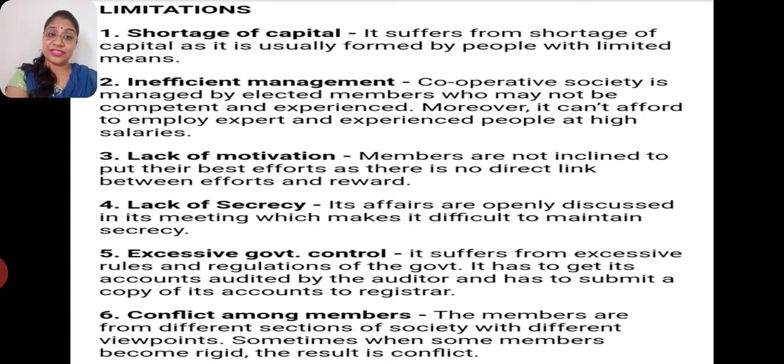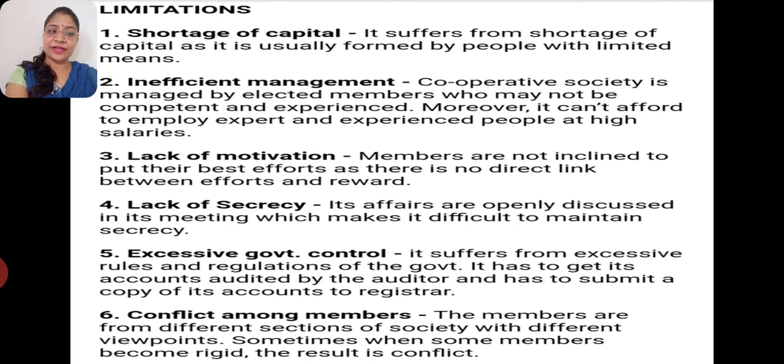Next comes excessive government control. Obviously, the government has given cooperative societies a lot of exemptions from tax, and has even helped financially. Financial assistance is provided, and different programs are there for cooperative societies. So definitely the government will have control over the cooperative society. Cooperative societies have to get their accounts audited and report their account statements to the government. So this is also a disadvantage.